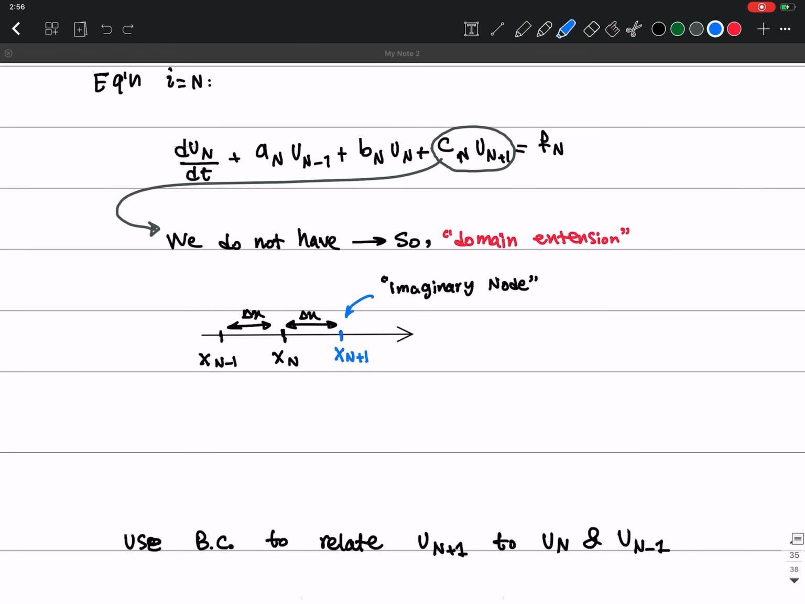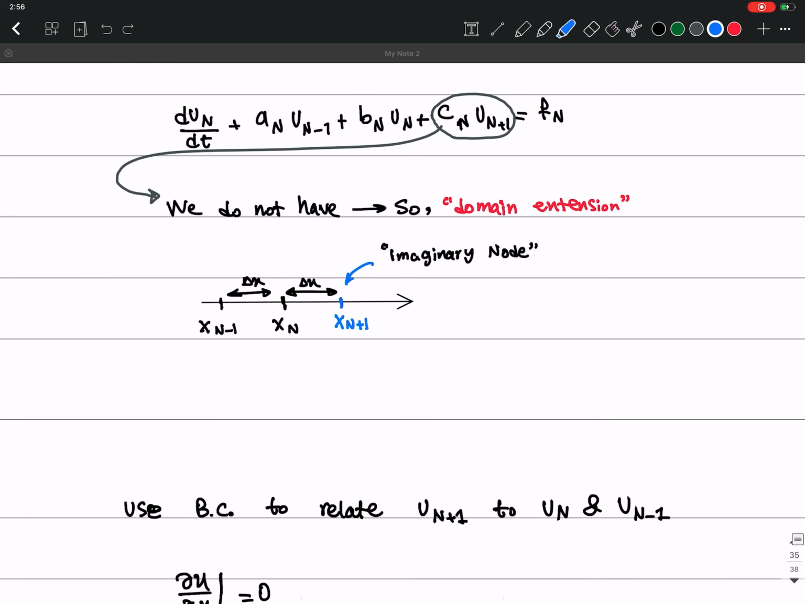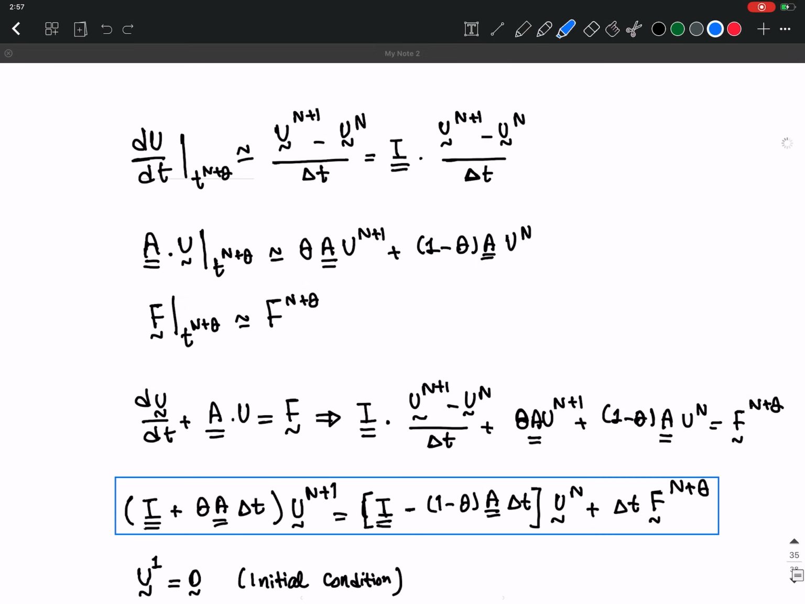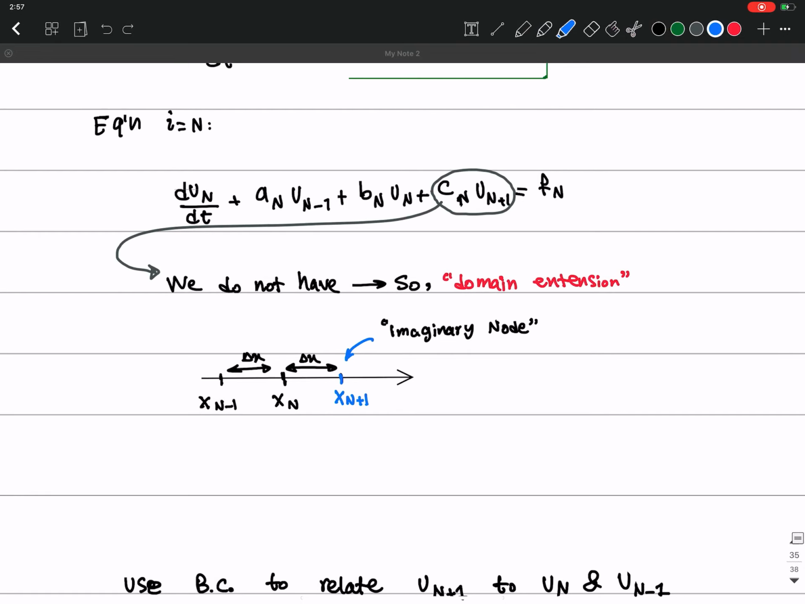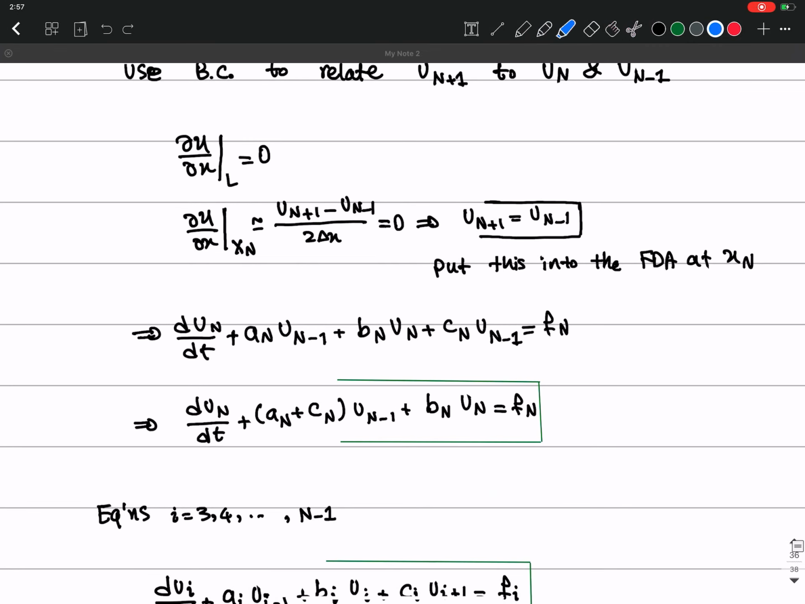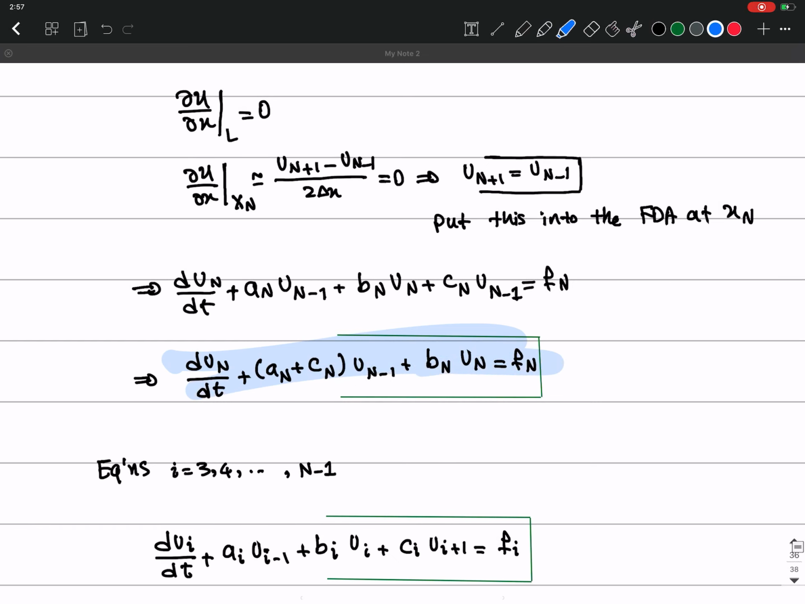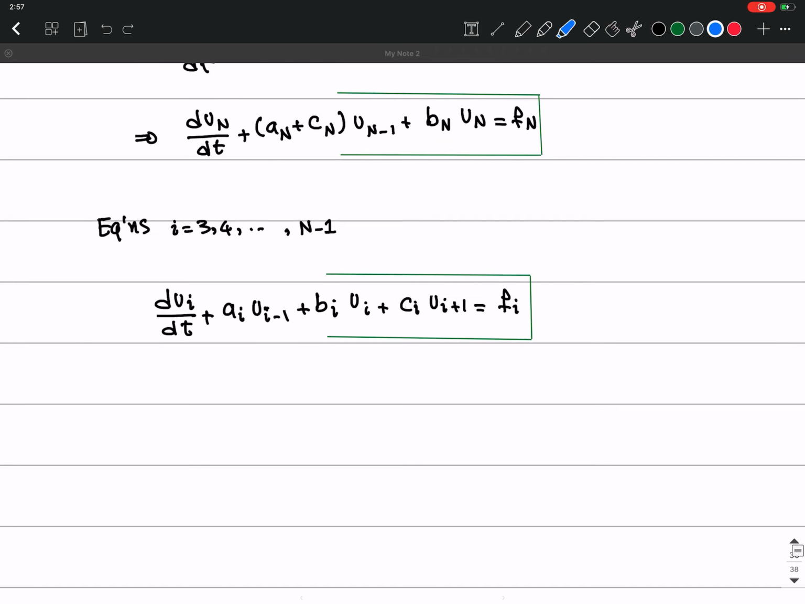And for equation i equals n, we did the same thing, but because we had a different type of boundary condition, we had to use a trick, which is domain extension, or sometimes called imaginary nodes, or ghost cells in some of the more commonly used methods. We use this boundary condition to relate u_{n+1}, and this is the equation we got for u_{n+1}. That gives the u_n equation, and the rest of the equations for i equals 3 to n minus 1 are shown here.